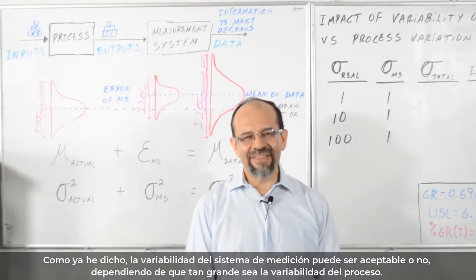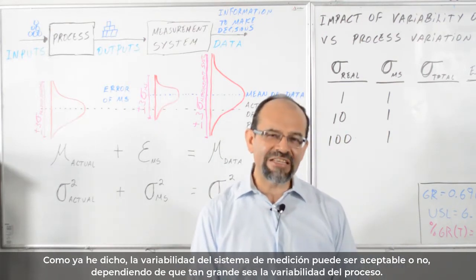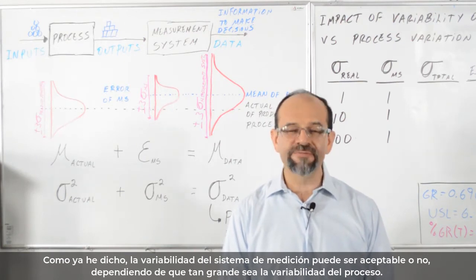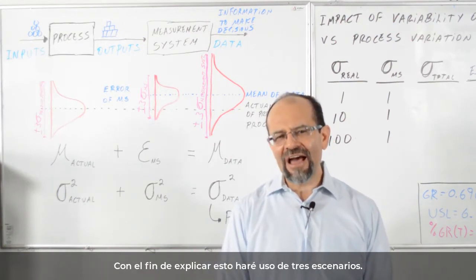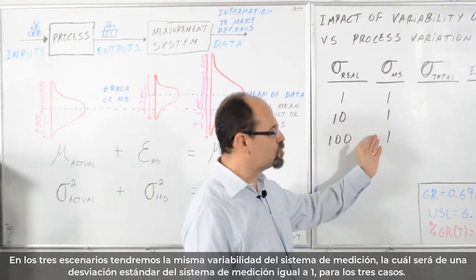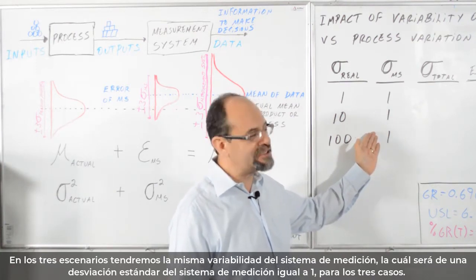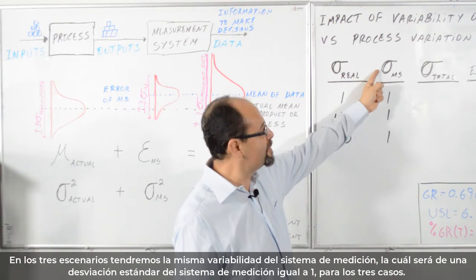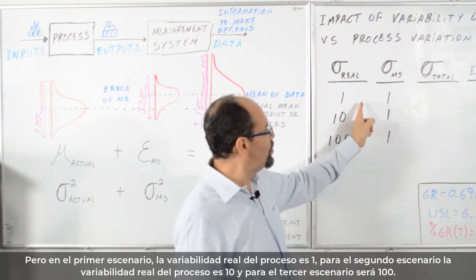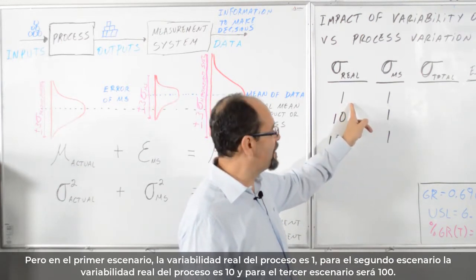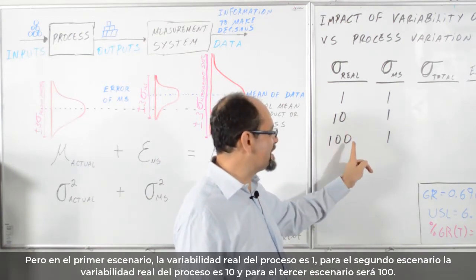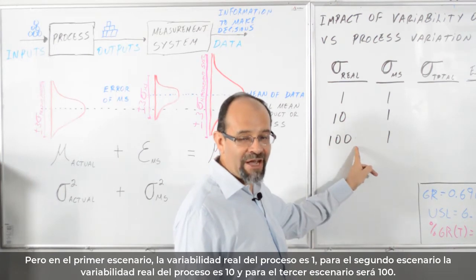As I have said, the variability of the measurement system can be acceptable or not, depending on how big the variability of the process is. In order to explain that, I will present 3 scenarios. In all 3 scenarios, we have the same variability of the measurement system, a standard deviation of the measurement system equal to 1. But in the first scenario, the actual variability of the process is 1. For the second scenario, it is 10, and for the third one it is 100.